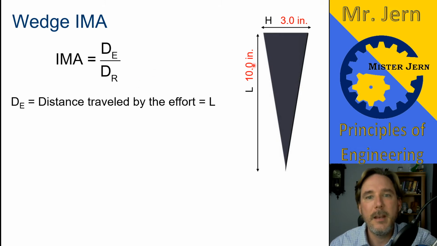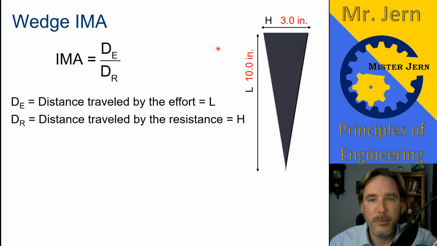The effort distance is the distance traveled by the effort. How far do you have to push this thing down in order to get it to do its work? If we want to do the job the entire 3 inches of the wedge, we're going to have to push this thing down all the way 10 inches into the thing we're splitting. So the resistance distance is the distance traveled by the resistance. If we're splitting wood, that wood is going to get split 3 inches, but we had to push this wedge in there 10 inches to do that. So again, we get a trade-off of distance in order to do work.